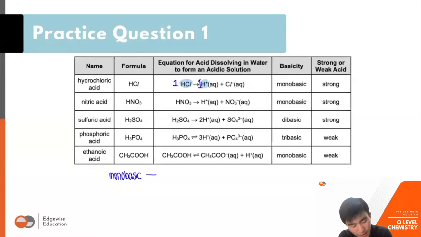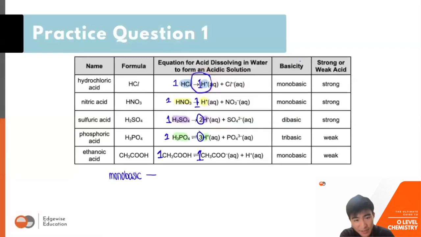HNO3, 1:1 as well. Last one, ethanoic acid, 1:1, same. Now, sulfuric acid on the other hand, look at this. One sulfuric acid gives you 2 H plus. 1:2. Phosphoric acid is even more. 1:3. And that means the basicity, as I mentioned just now, refers to the number of H plus when the ionization occurs. After ionization occurs, I see how many H plus we have.